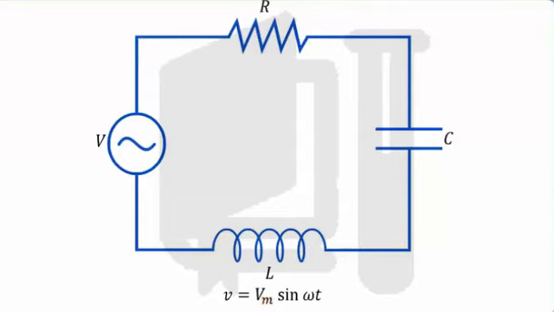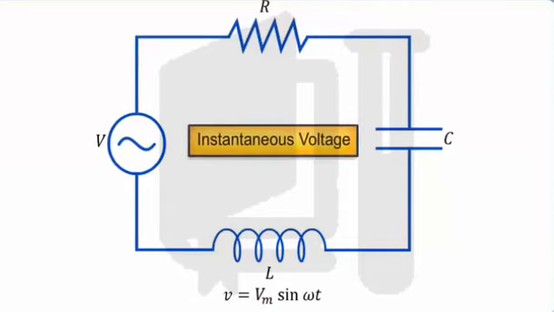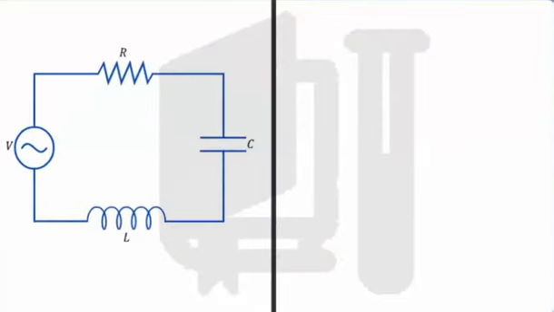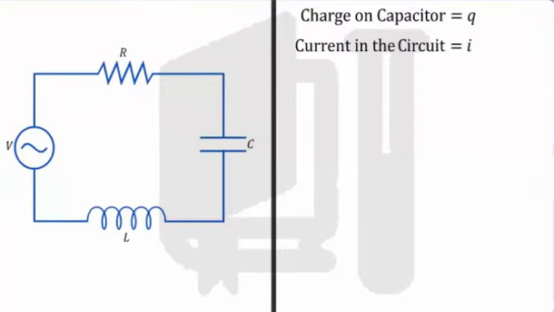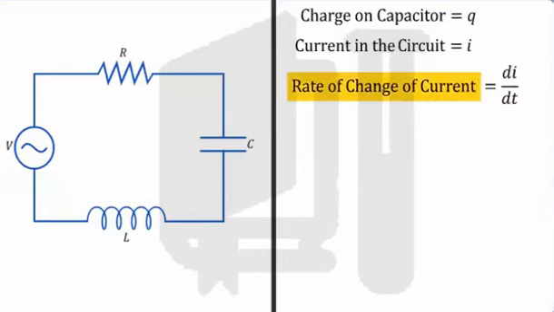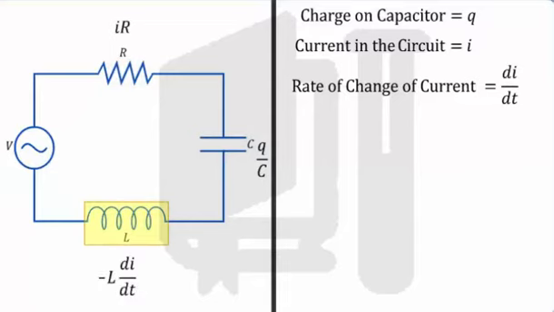In the circuit, we see that the applied AC voltage V is the instantaneous voltage across the circuit. At any instant, the charge on the capacitor is Q. The current in the circuit is I, and dI by dt represents the rate of change of current in the circuit. Instantaneous voltage across the capacitor is equal to Q by C. The voltage across the resistor is IR, and the induced EMF across the inductor is minus L dI by dt. The negative sign here denotes the direction of the induced current through the conductor according to Lenz's law.